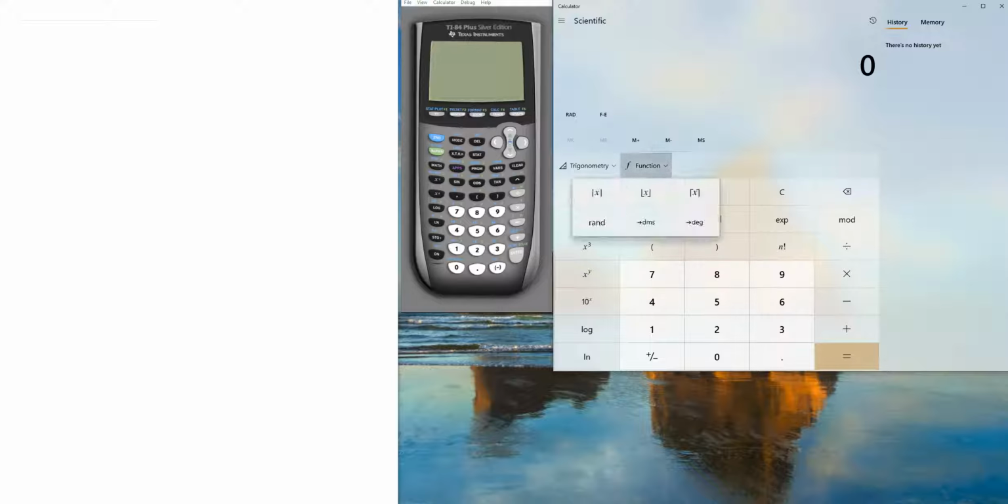Here we have some functions we probably don't need. The only things you might need are the first one, the absolute value, the second one, the floor function, and the ceiling function. And in the middle here, that's degrees, minutes, seconds to convert, and it converts to degrees or radians.